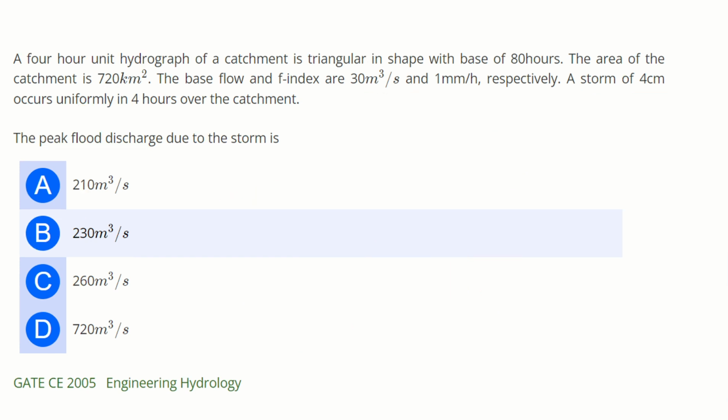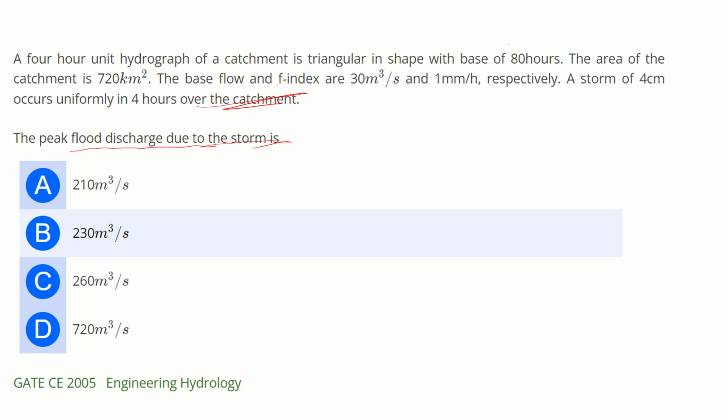Okay, next. Next question, they are asking the same question, almost. Same triangular shape is given. Okay, area also is same. Base flow, phi index is given. Storm of 4 centimeter occurs. इतना information same है. What is the difference? Now they are asking for a peak flood discharge. The last question they were asking for the peak discharge of unit hydrograph. Now they are asking for peak discharge of flood hydrograph.